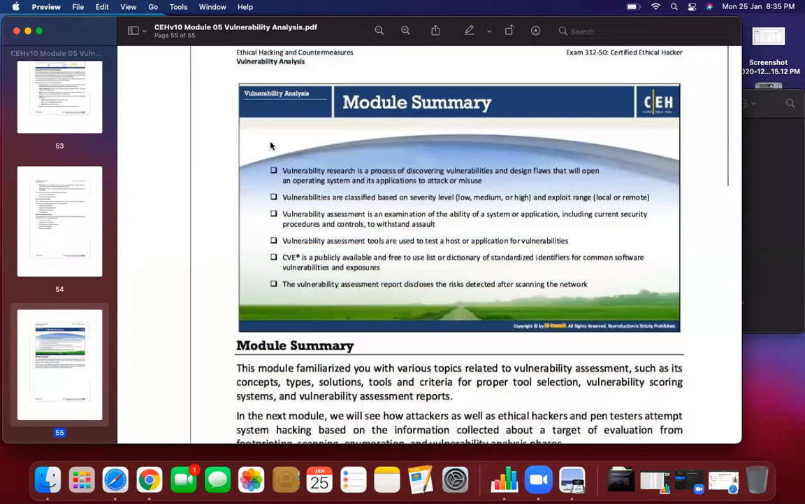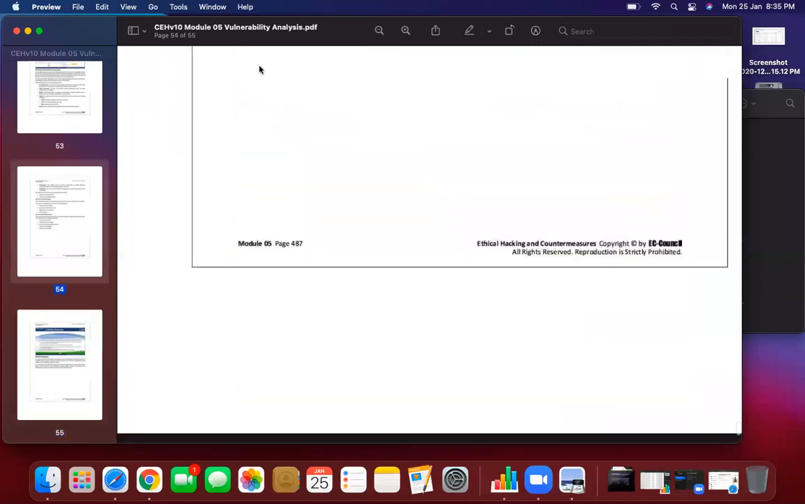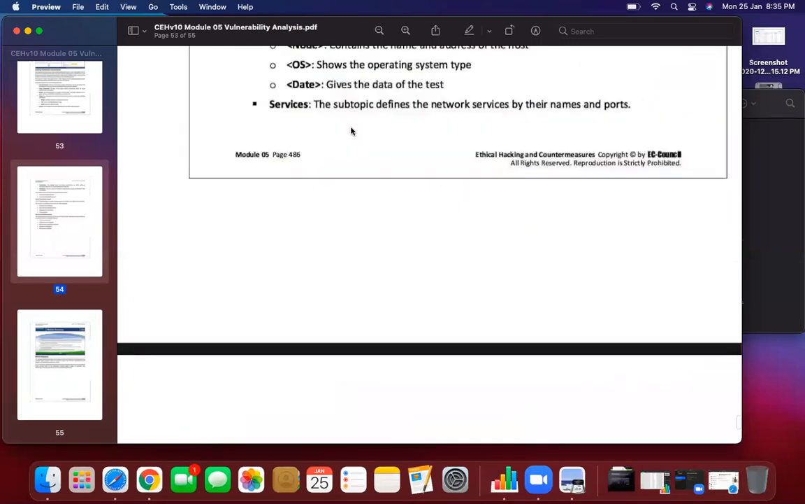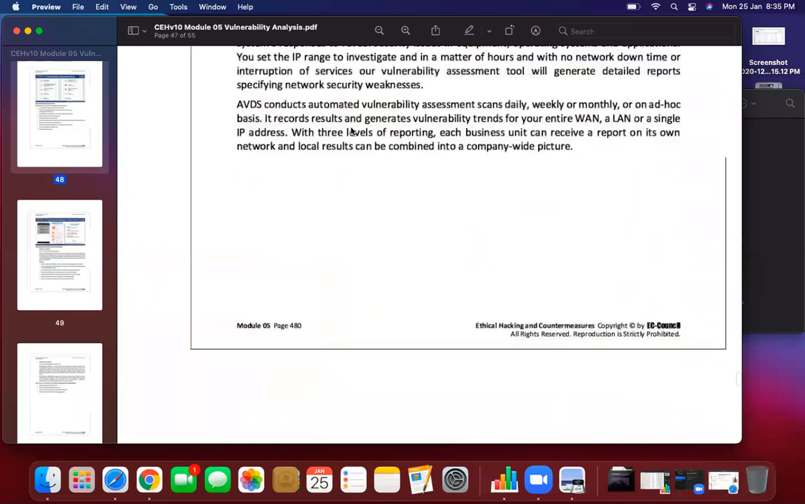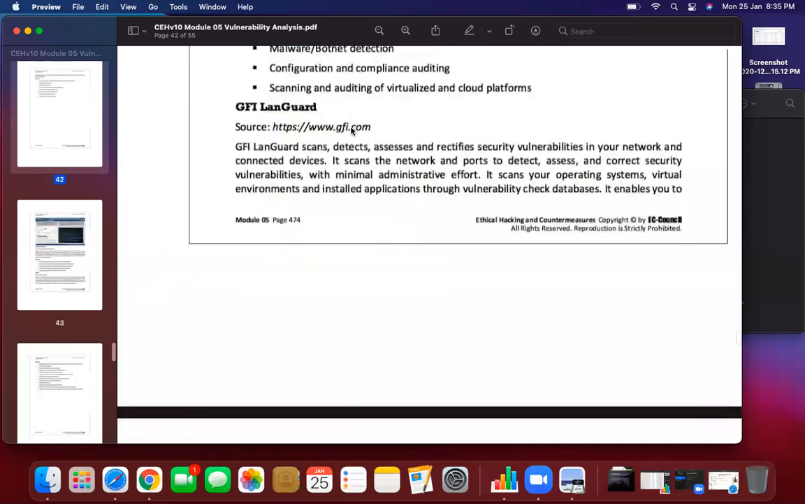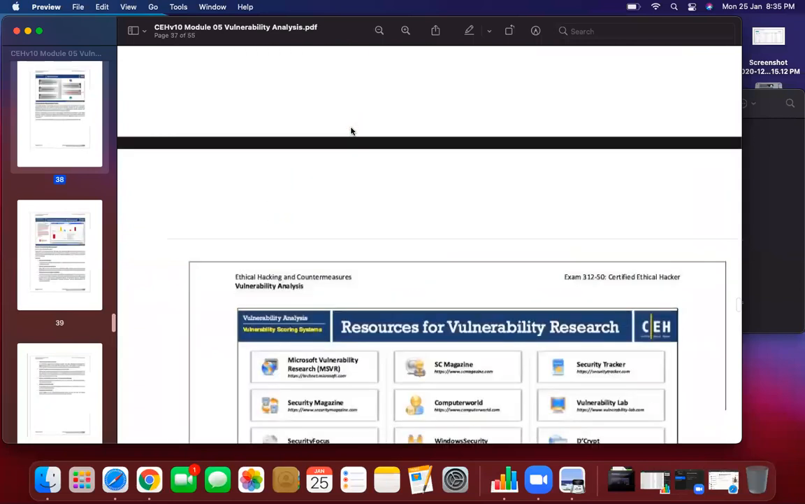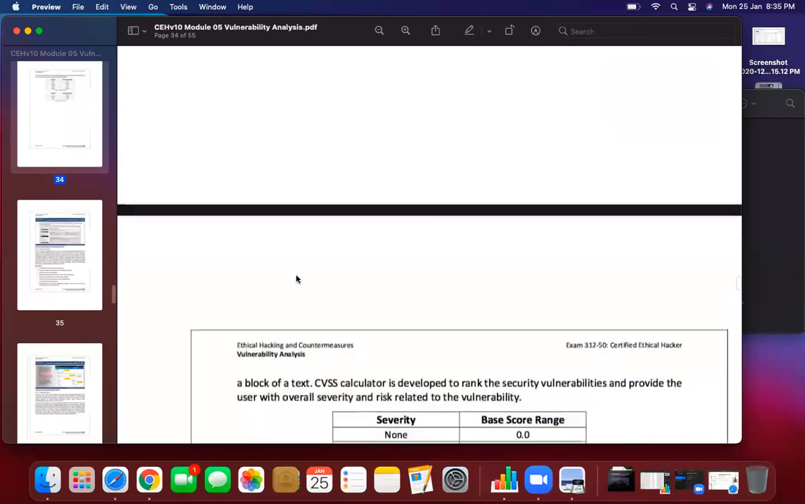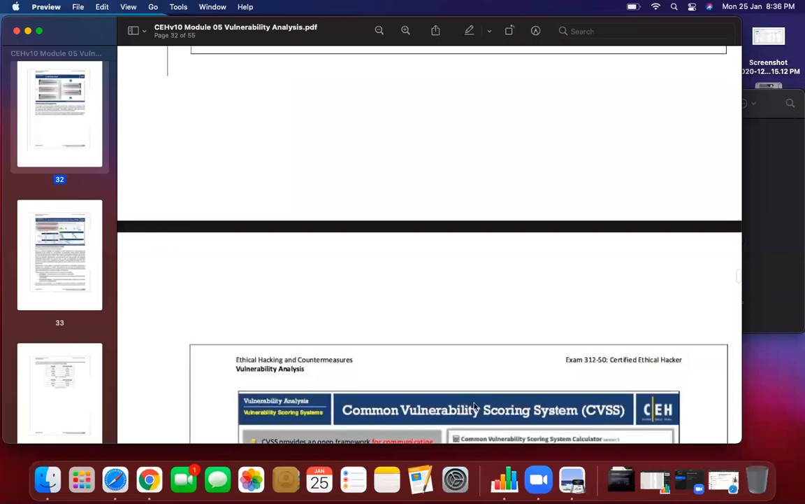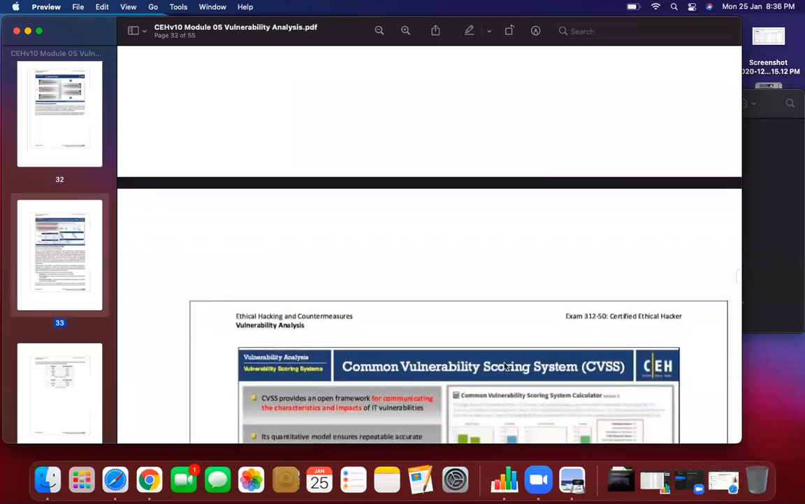Full form of CVSS, Common Vulnerability Scoring System. Is it common or what? Just a second. I think it's, yes, Common Vulnerability. Okay, no, it's this: Common Vulnerability Scoring System. Yes, I was correct. CVSS, Common Vulnerability Scoring System.